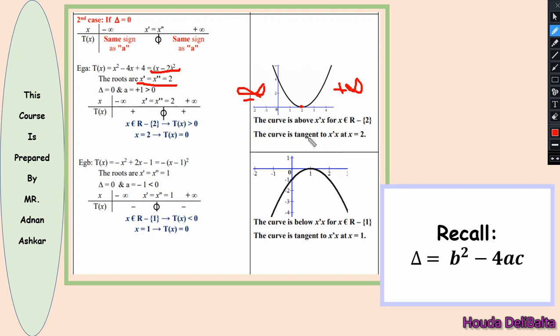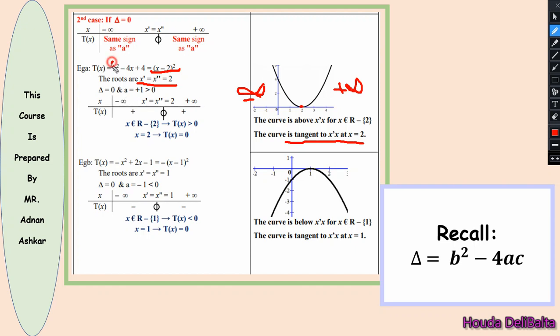But at 2, the curve touches the x-axis at only one point, which means that the curve and the x-axis are tangent at x equals 2. Let's relate these ideas to delta and to A. Notice again, delta here equals 0. If we calculate delta, we can definitely notice that it's equal to 0.